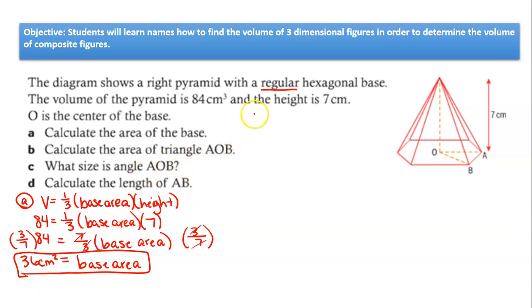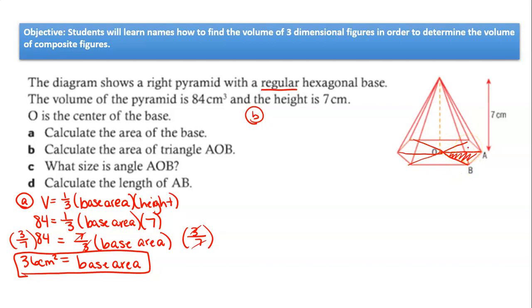Now for part B, it's asking us to calculate the area of triangle AOB. So this triangle here. The thing about this regular hexagon is that it can be divided into 6 triangles that are all congruent to each other. Because it's a regular hexagonal base, that means all the sides are equal, all the angles are equal. So each triangle will have the same area because those triangles are congruent. So 6 triangles make that base.